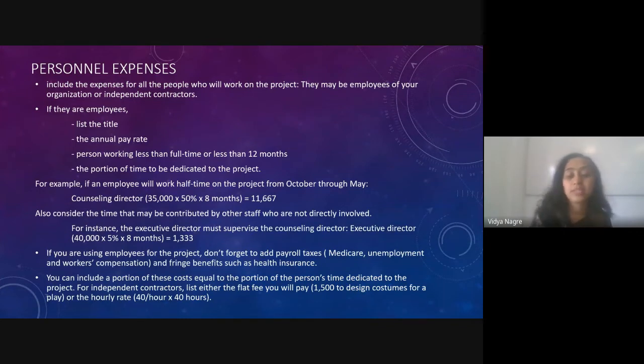So if you are using employees for the project, don't forget to add payroll taxes such as Medicare, unemployment, or workers' compensation, and the fringe benefits such as health insurance, because you are the one who is going to pay for that. So not only the salaries, but also include the charges of everything here.